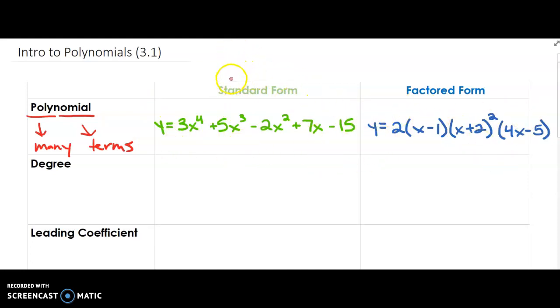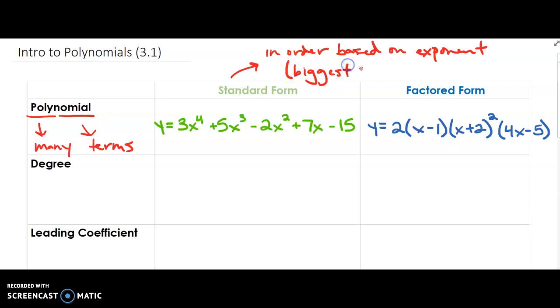factored form. The key with standard form is that everything is all multiplied out, all like terms have been combined, and your terms are in a specific order, and that order has to do with the exponent of the variable. Our terms are in order based on exponent, and it's going to go from the biggest exponent to the smallest.